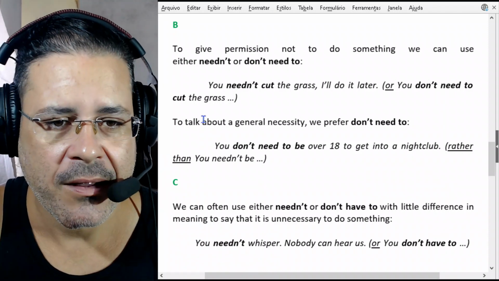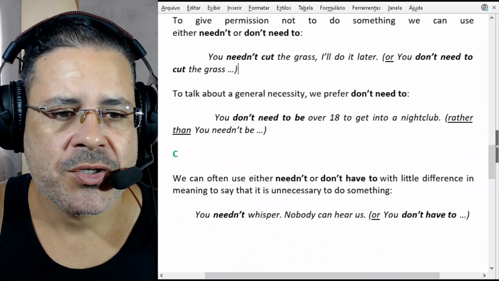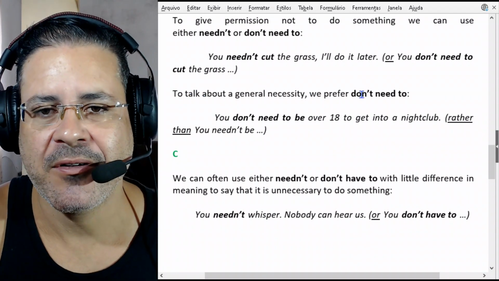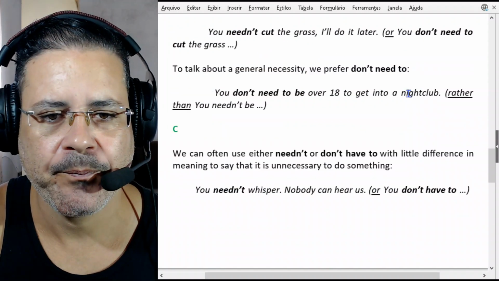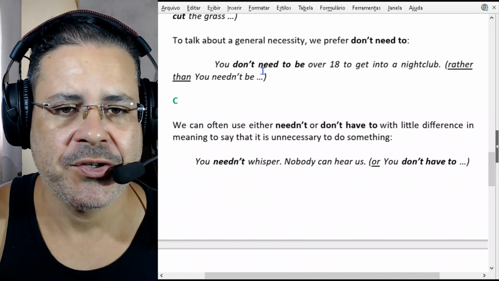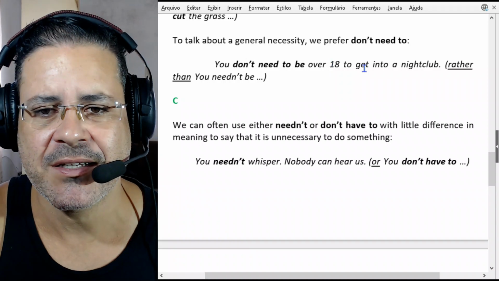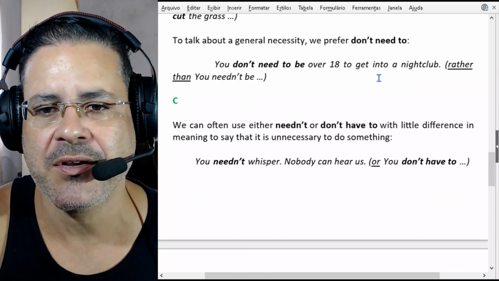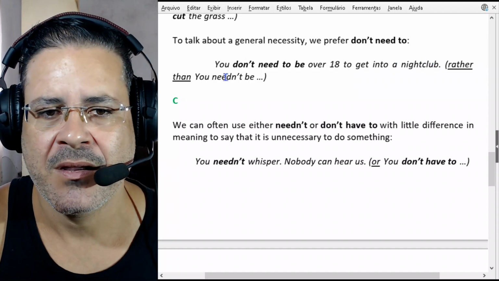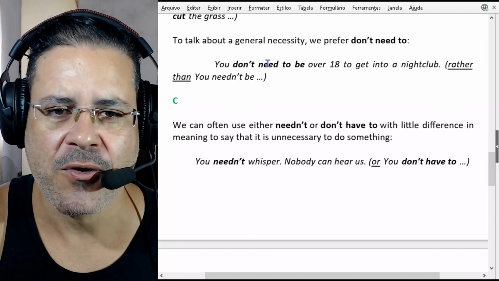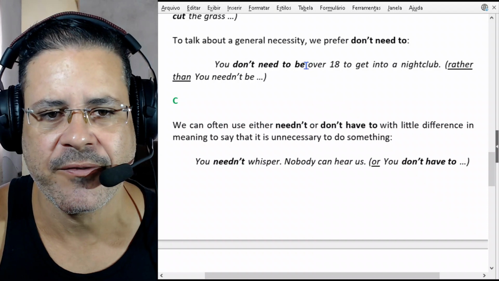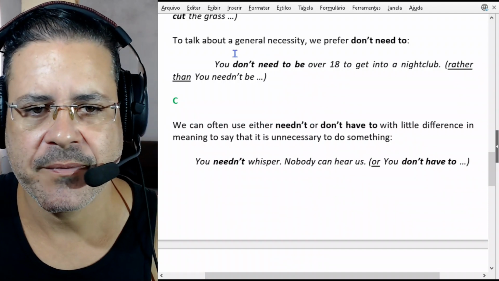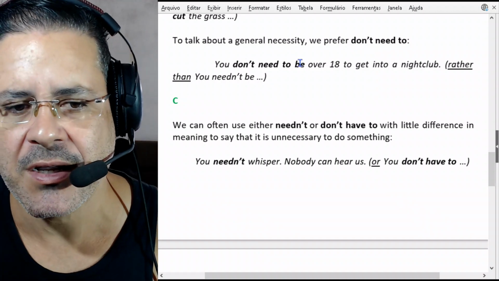Alright, let's move on. To talk about a general necessity, we prefer don't need to. For example, you don't need to be over 18 to get into a nightclub. This is an ordinary verb, of course, followed by a to infinitive and allowing all of its variations.